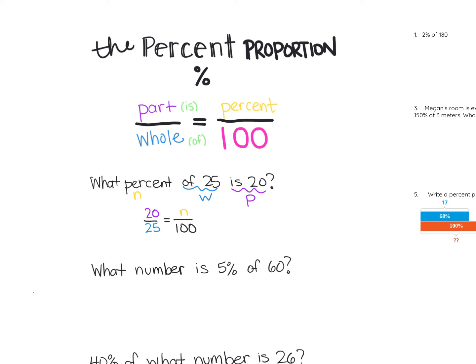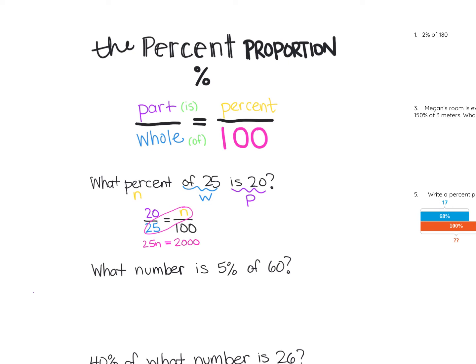From here, we're going to solve the equation by cross multiplying. I always start with the cross with the variable. So I'm going to write 25n, and that's going to be directly below where my first ratio was. I'm going to bring down that equal sign, and then 20 times 100 is 2,000. Now I have an equation.